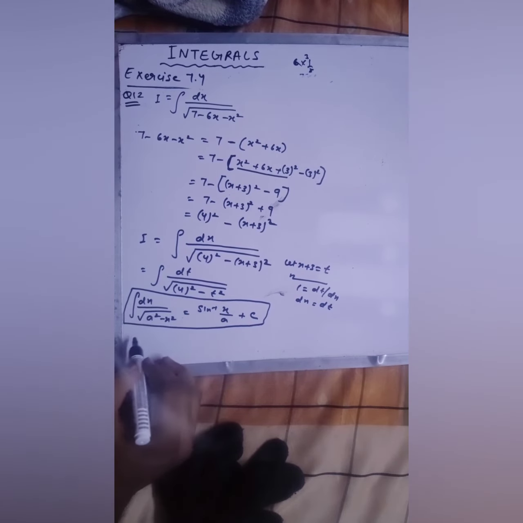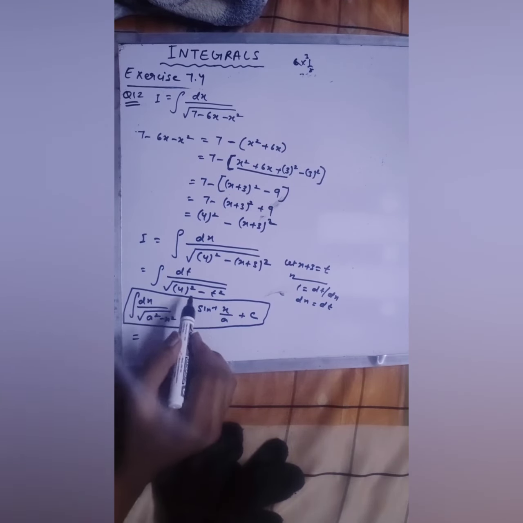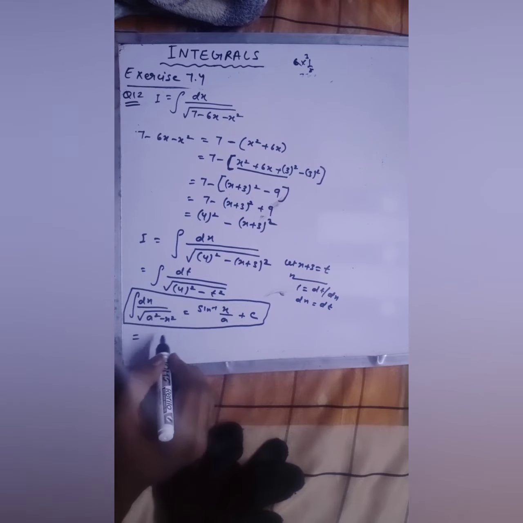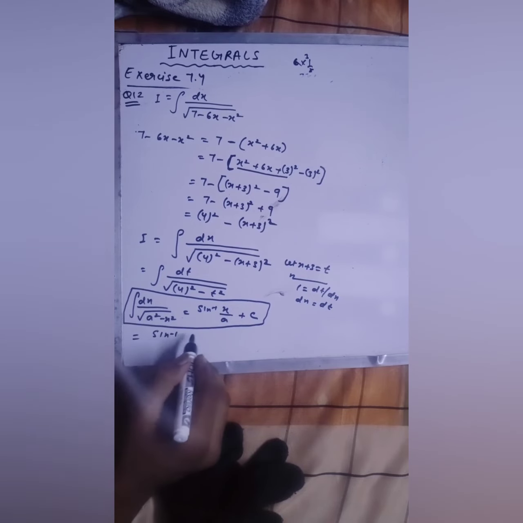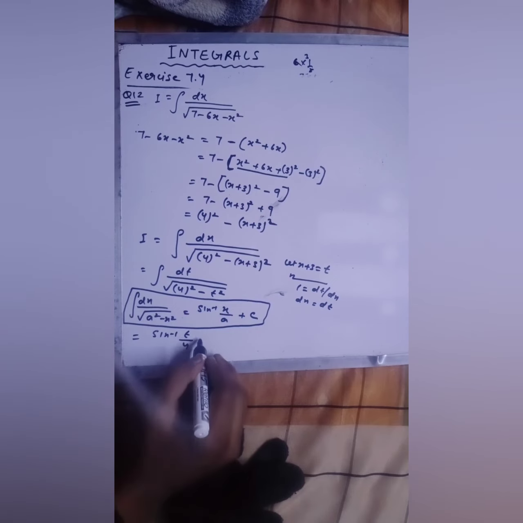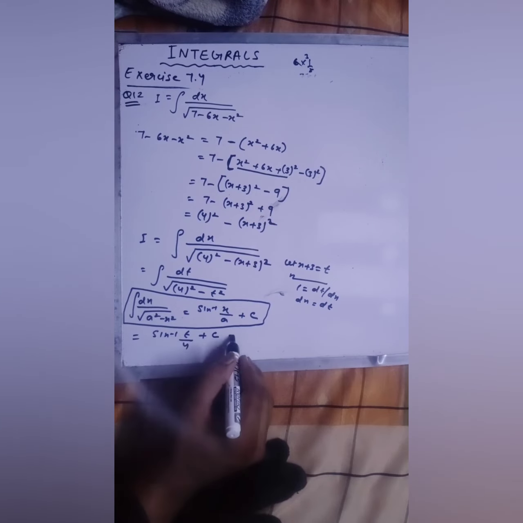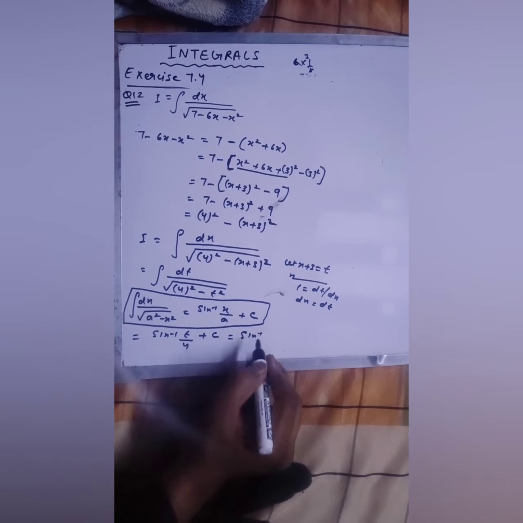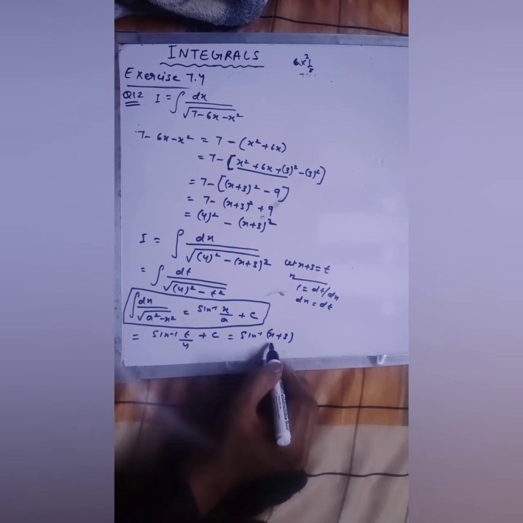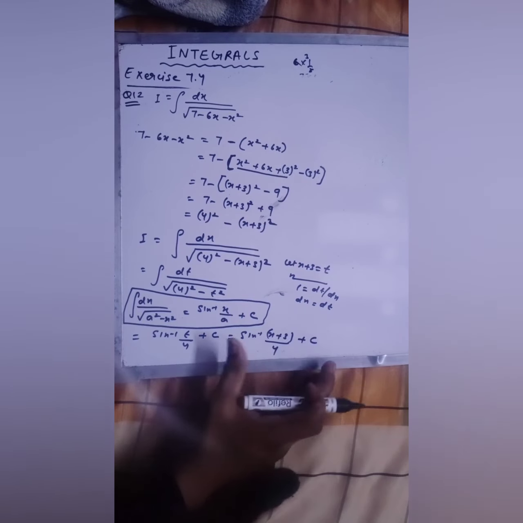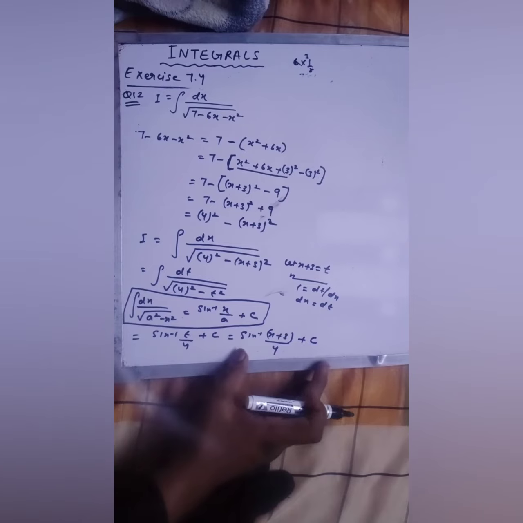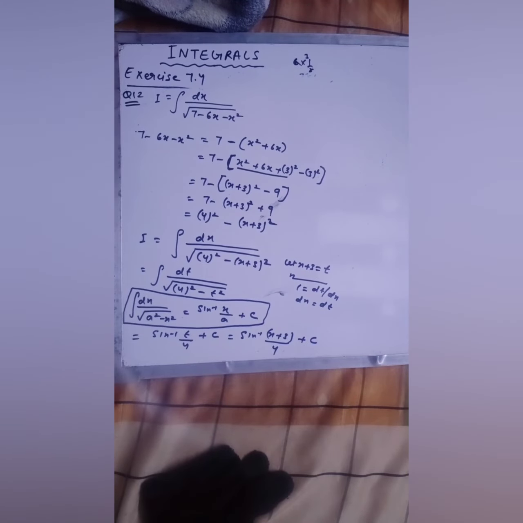So now in place of this I'm writing, your a is 4, your x is t. So it would be sine inverse t by 4 plus c. And finally, sine inverse, your t was x plus 3. So I'm writing x plus 3 over 4 plus c. So this is the required integral of this part. Okay. So this is how you can solve the question number 12.